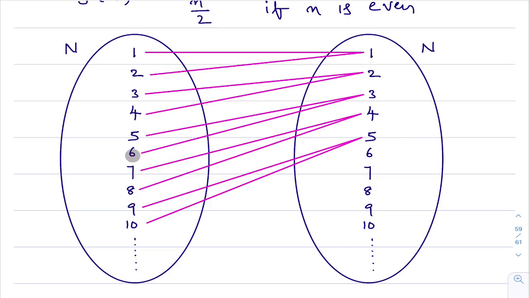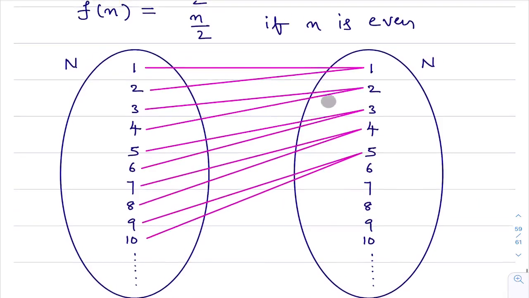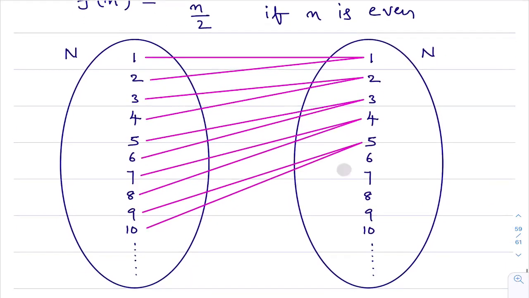6. 6 is an even number. When it is an even number, you should consider 6 by 2. 6 by 2 is 3. Like that, I mapped all these relations as per the given function definition. As they defined, I have written like this. Now I need to check one-one function.